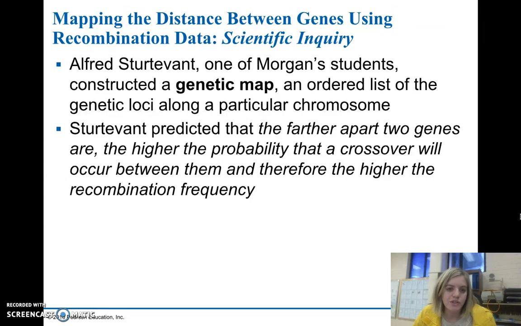In trying to determine how genes were linked, we have one other scientist named Alfred Sturtevant, and he was one of Morgan's students who connected a genetic map, which was essentially a list of genetic loci or the genes' places along a chromosome. And his prediction was that the further apart two genes were, the higher the probability that a crossover would occur between them, and then therefore they would be more likely to be recombined. Whereas if genes were really close to each other, they most likely wouldn't cross over because they would travel together. And so they would be more likely to stay together throughout.